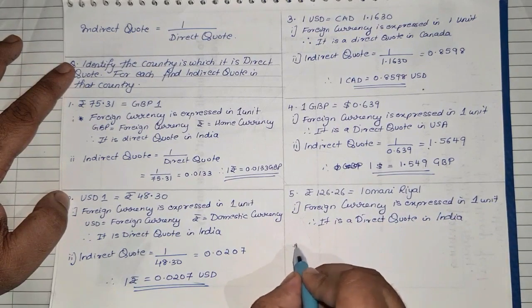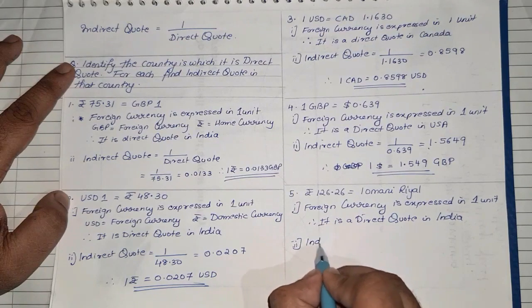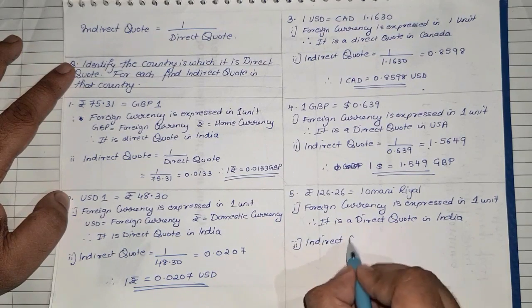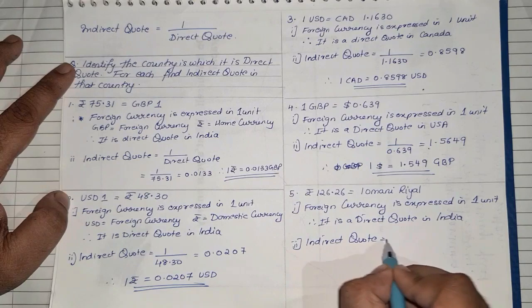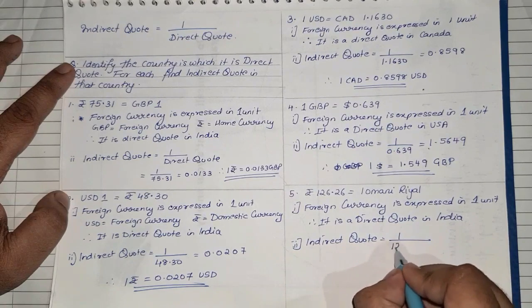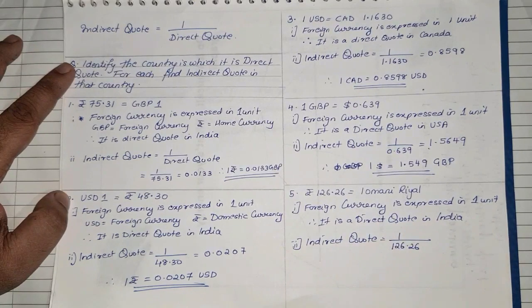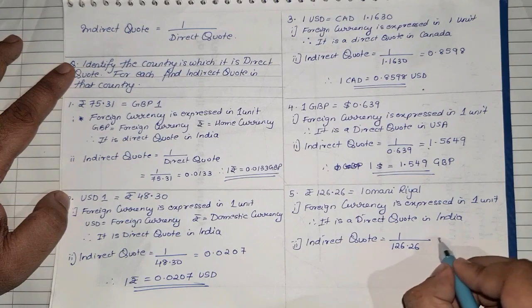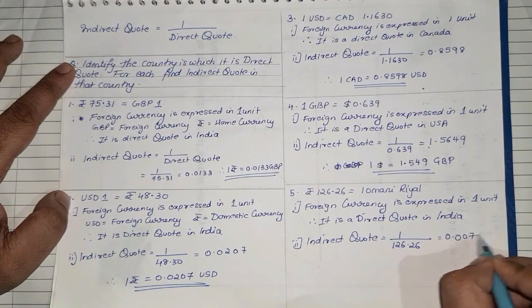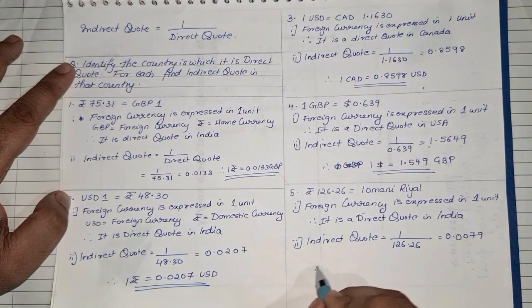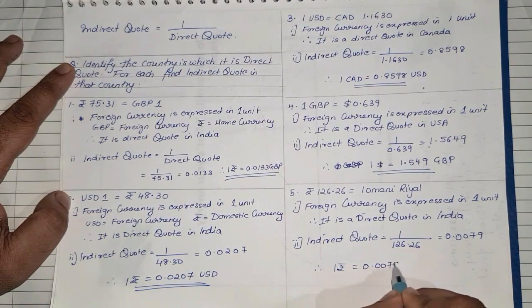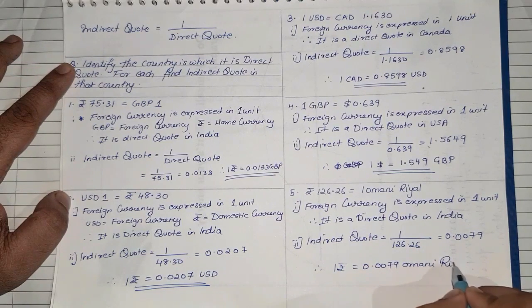So, therefore, the second part, the indirect quote, is equal to 1 upon 126.26. So 1 divided by 126.26 will give you 0.0079. So therefore 1 rupee will be equal to 0.0079 Omani Riyal.